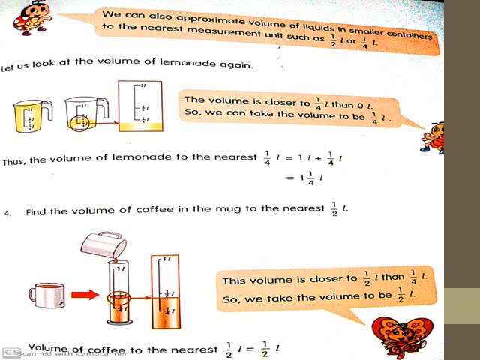You will say 1 liter plus 1/4 liter, and you will say it's 1 and 1/4 liter, or you can also say it's 1.25 liter.